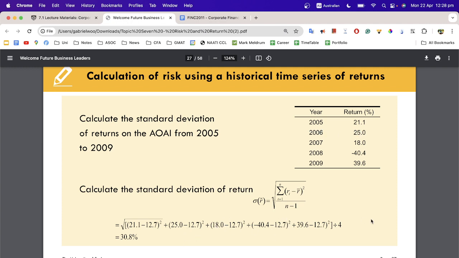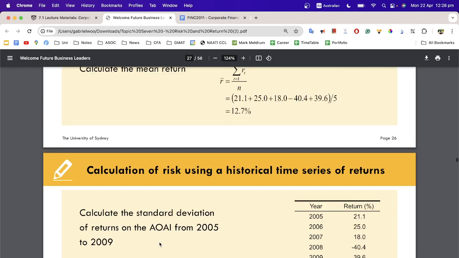And then we take all of these and we square it. We square it and then we add it all together. And after we add it all together, we divide by n minus 1. So we have 1, 2, 3, 4, 5. We have 5 observations. 5 minus 1 is 4. So we divide by 4 observations here, giving us the standard deviation for the market return being 30.8%.